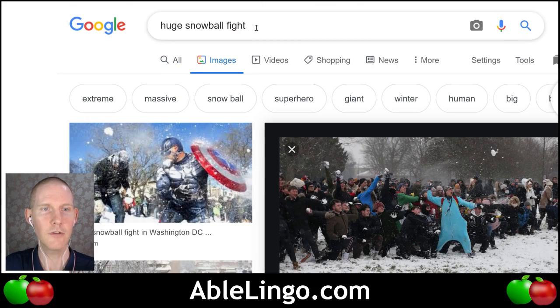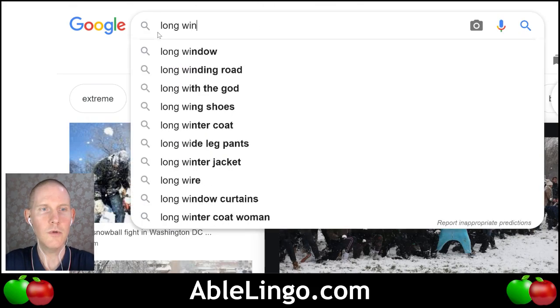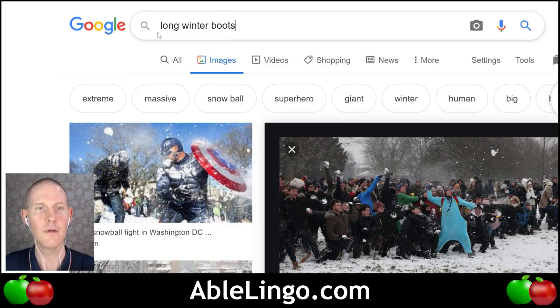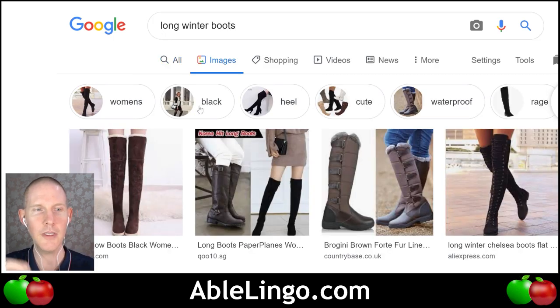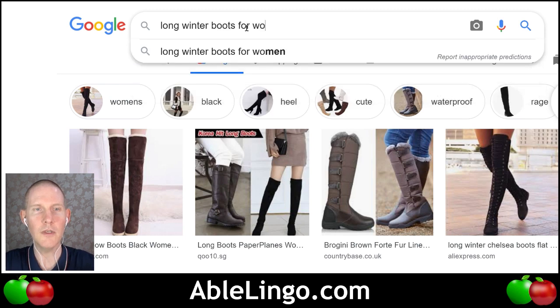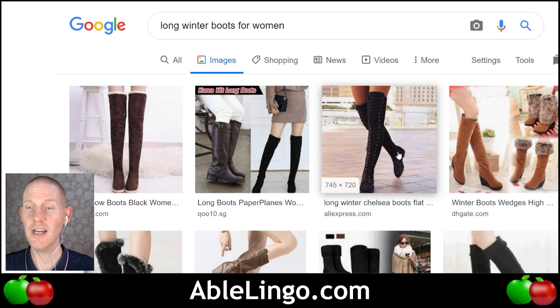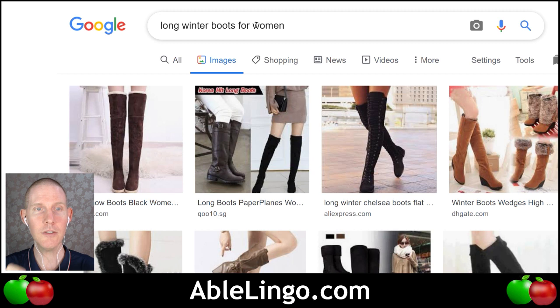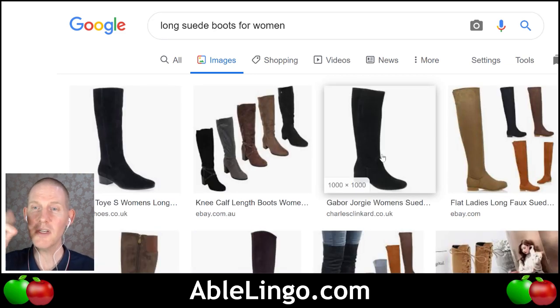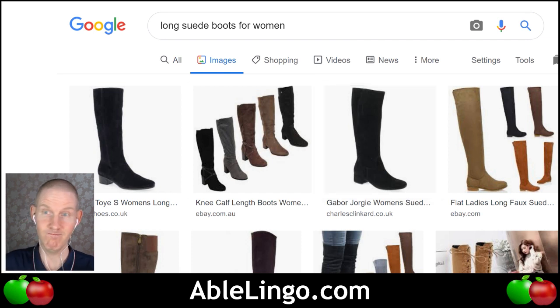Let's see what shows up in the image search. All right, so there's the snowball fight. Long winter boots. And something like this. And we could say for women to make sure it's more specific. That's what I would say. I would say long winter boots. Oh, Garden says suede. That's possible. Let's see. We'll say long suede boots. It's kind of like the texture, the kind of material is kind of soft. It's nice. Yeah. I don't know a lot about women's boots.